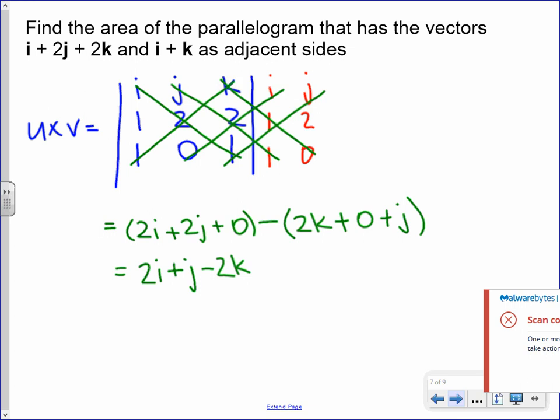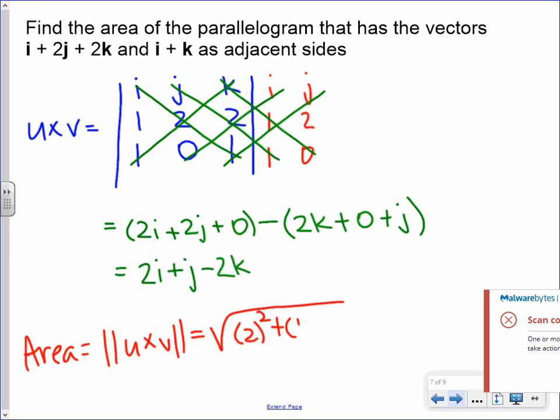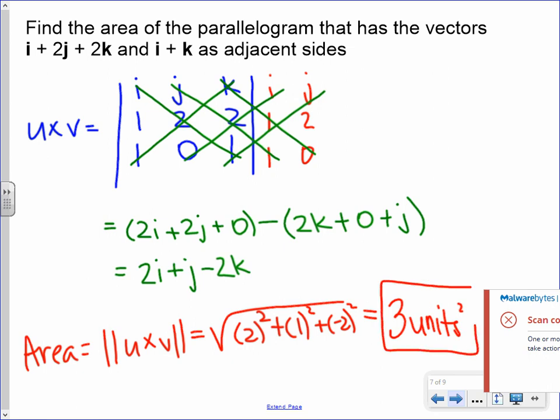But what we need is the magnitude. So our area is going to be the magnitude of the cross product. So we're going to take the square root of 2 squared plus 1 squared plus negative 2 squared. So 3. So our area is 3 square units.